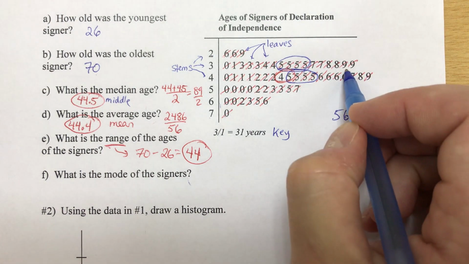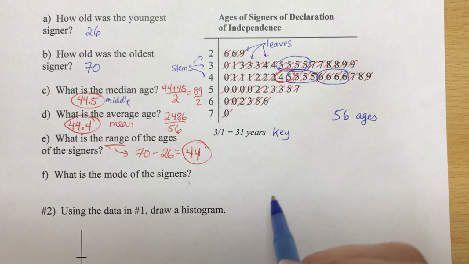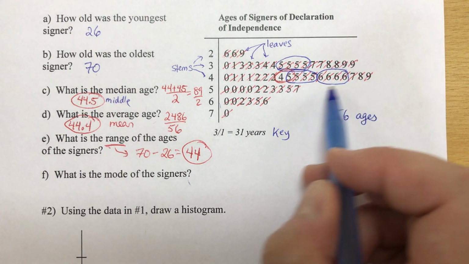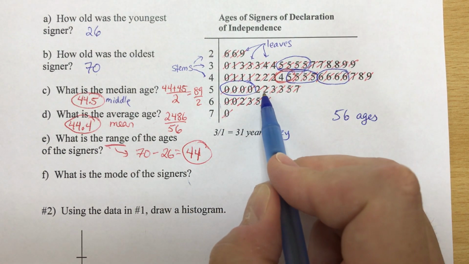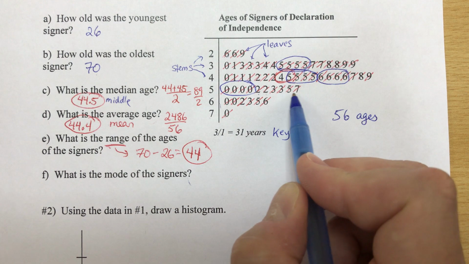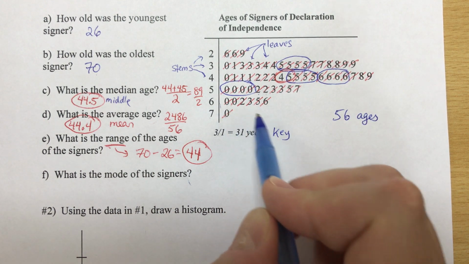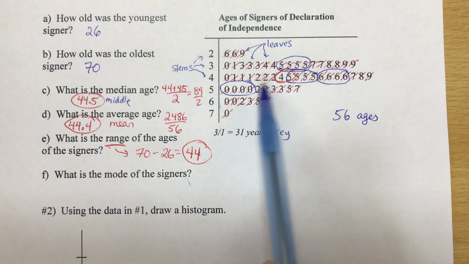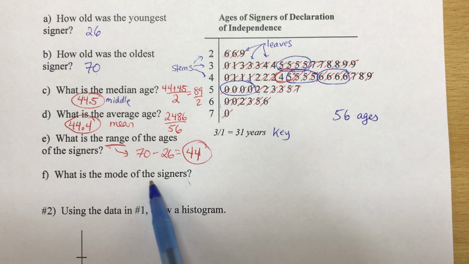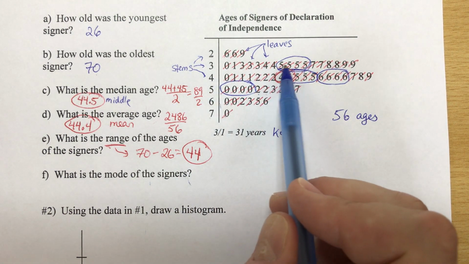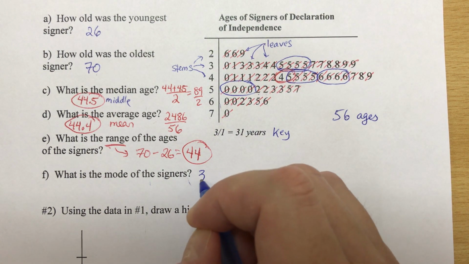6, 6, 6, 6 is 4 of those. 7, 8, 9. 0, 0, 0, 0. 4 of those. And 2, 2, 1, 1, 2. Okay, so we actually have 4 numbers, 4 values that are each repeated 4 times. So the mode would be all of them. It would be not 5, that's 35.